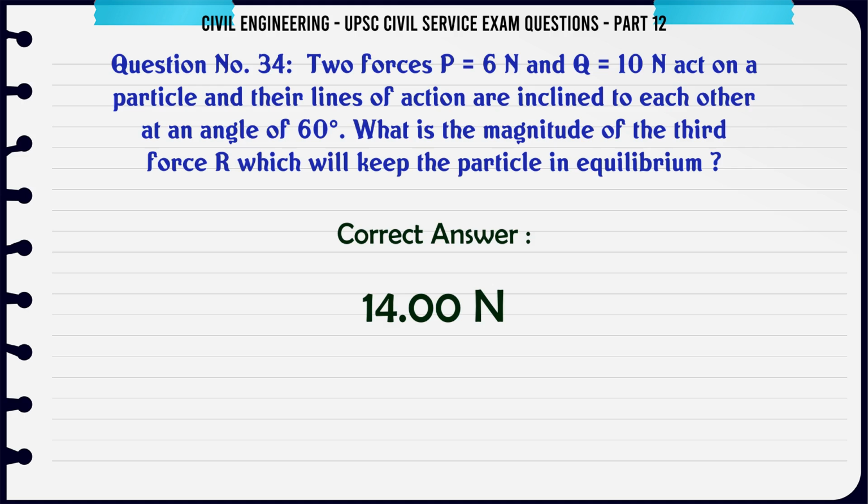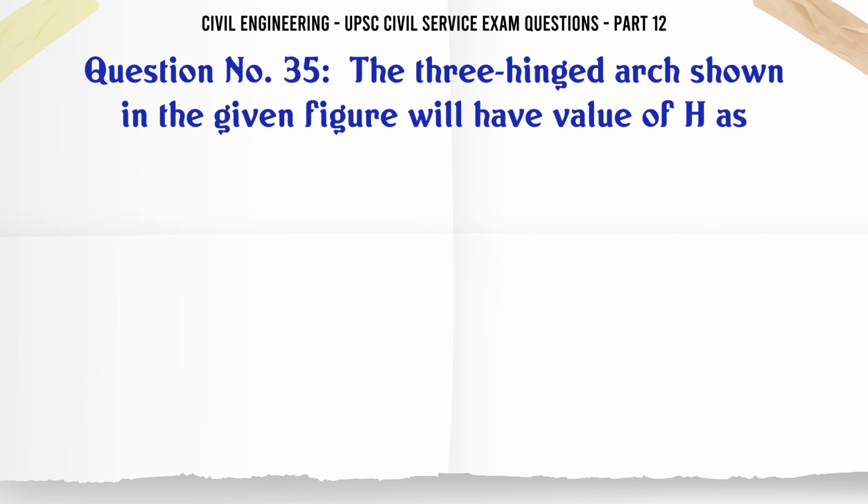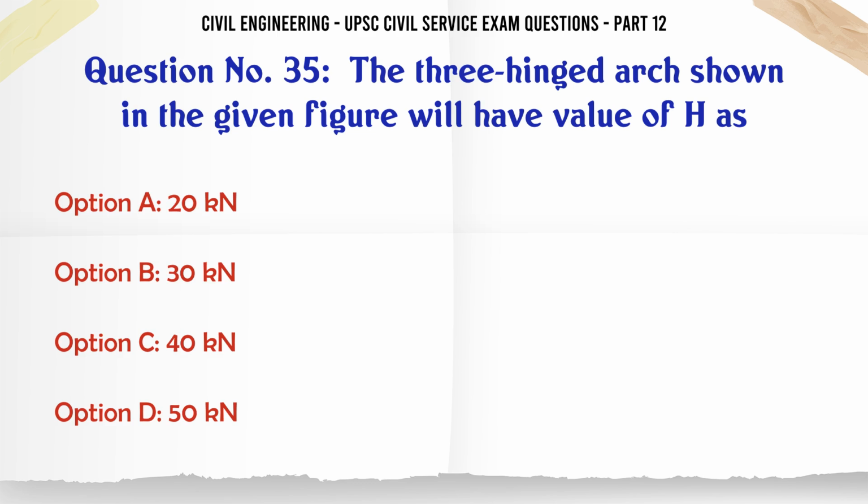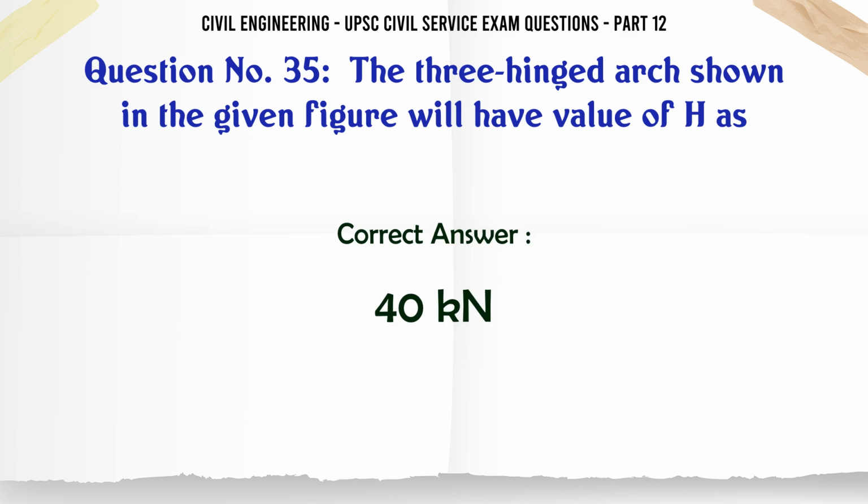14.00 N. The three-hinged arch shown in the given figure will have value of H as A, 20 kN; B, 30 kN; C, 40 kN; D, 50 kN. The correct answer is 40 kN.